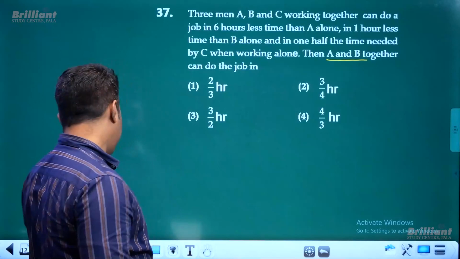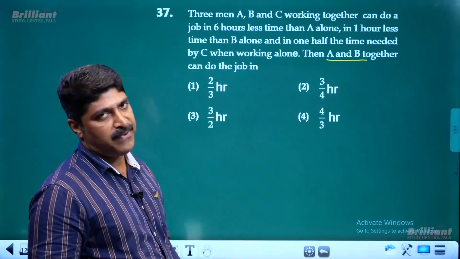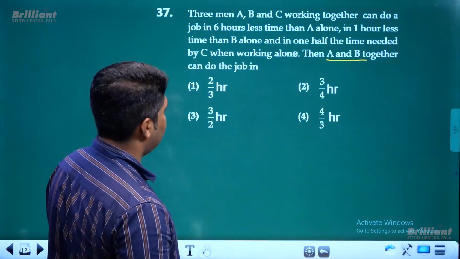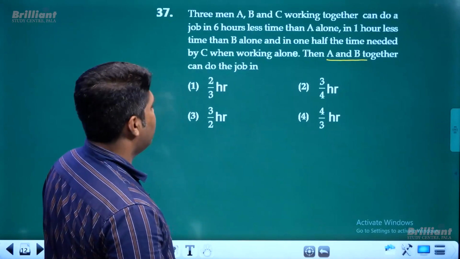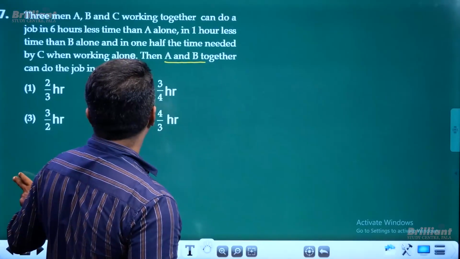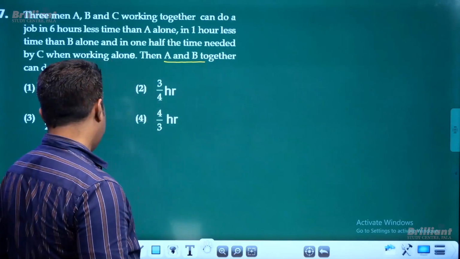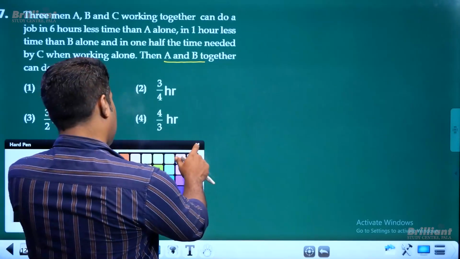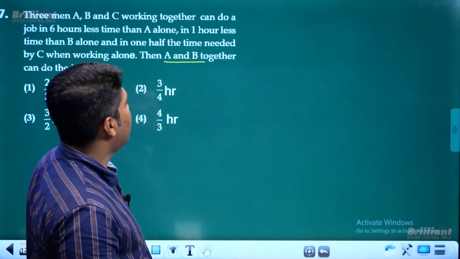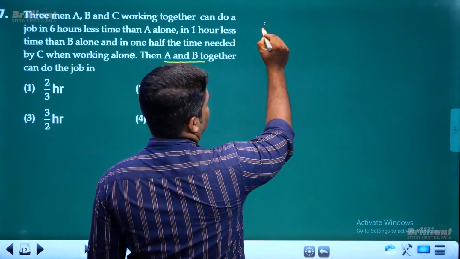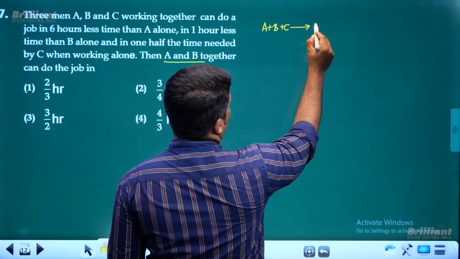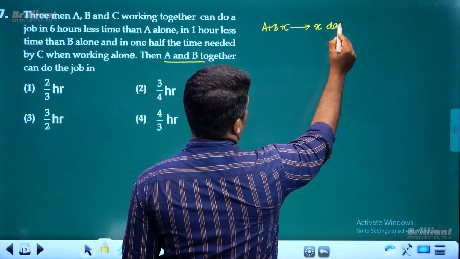So here I'll teach you the most effective method for finding the answer of such a question. First of all, we have to arrange the given data. How to arrange this given data? It is given that 3 men A, B, C working together can do a job in 6 hours less time than A alone. First of all, we are considering these 3 persons, A, B, C. They together required X days. We are starting from here.